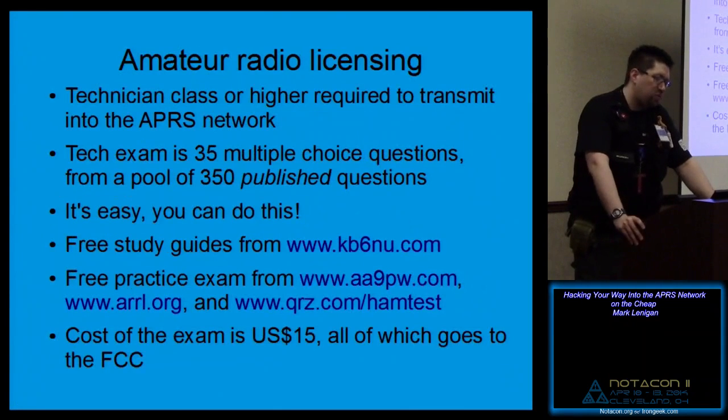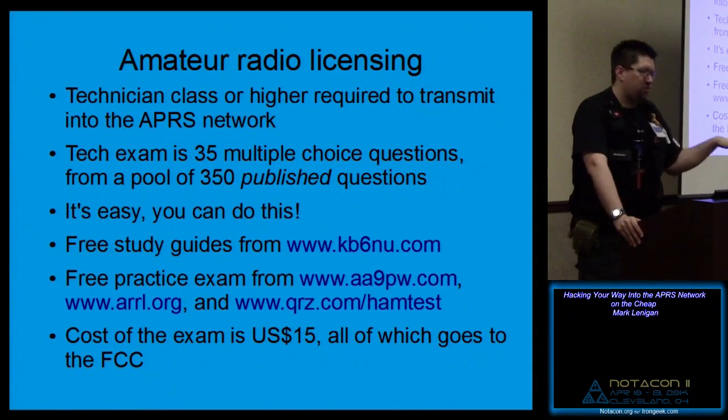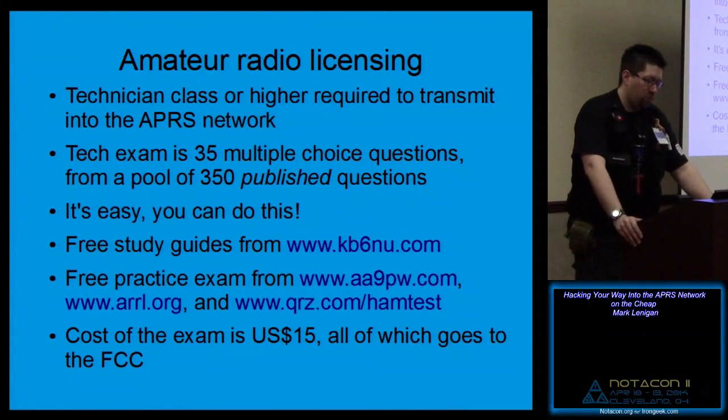So we'll talk briefly about amateur radio licensing. There are three levels of amateur radio licenses in the U.S., and actually pretty much worldwide. Different countries use different names. Here we call them, the first level is technician, the mid-level is general, which gives you more access to the high-frequency bands that go worldwide, and the highest level is extra. But you only need a technician license to use APRS, because it's mainly on the 2-meter band.